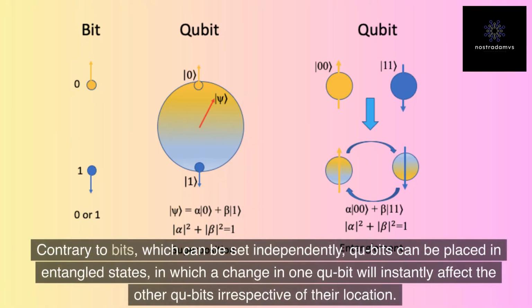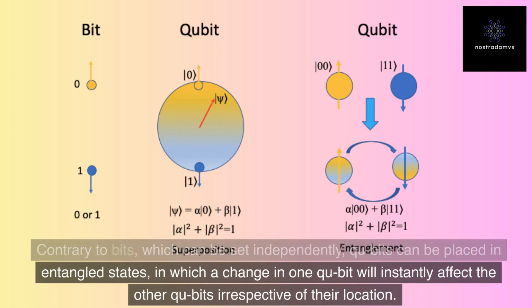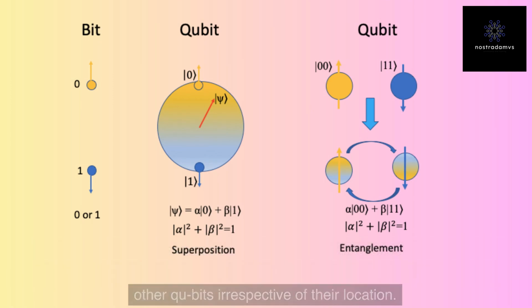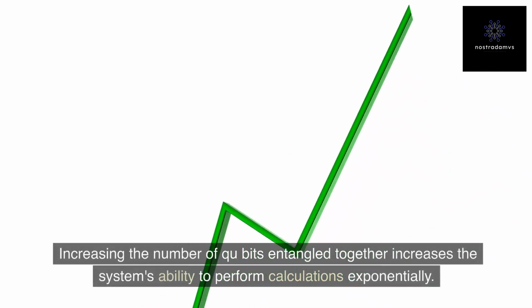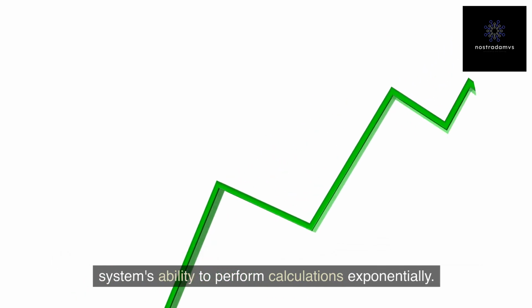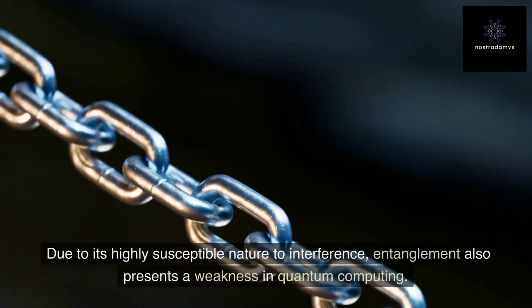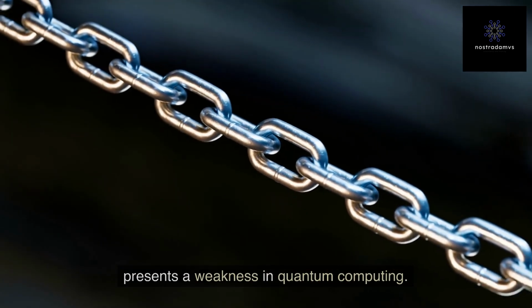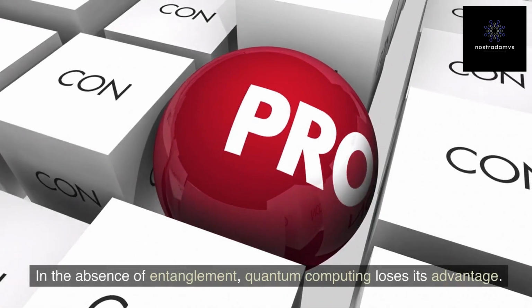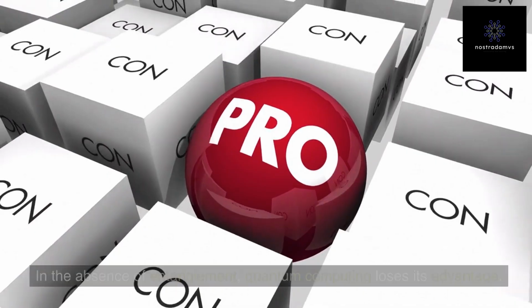Contrary to bits, which can be set independently, qubits can be placed in entangled states, in which a change in one qubit will instantly affect the other qubits irrespective of their location. Increasing the number of qubits entangled together increases the system's ability to perform calculations exponentially. Due to its highly susceptible nature to interference, entanglement also presents a weakness in quantum computing. In the absence of entanglement, quantum computing loses its advantage.